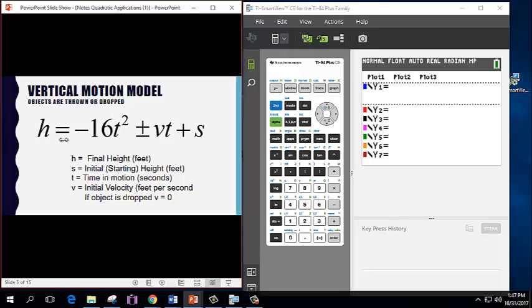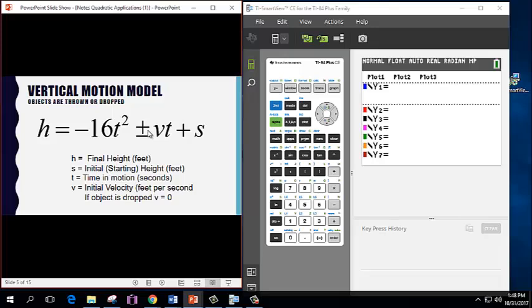So what we have is h, and h is your final height after a certain amount of seconds. That equals -16, which is a constant in this, t squared. T is your time in motion, so time is the amount of seconds. Plus or minus: this can be plus if you're throwing upward and then it comes back down, or it would be a minus if you're just throwing an object or dropping an object downwards. So you've got to pay attention as to what is going on in the problem.